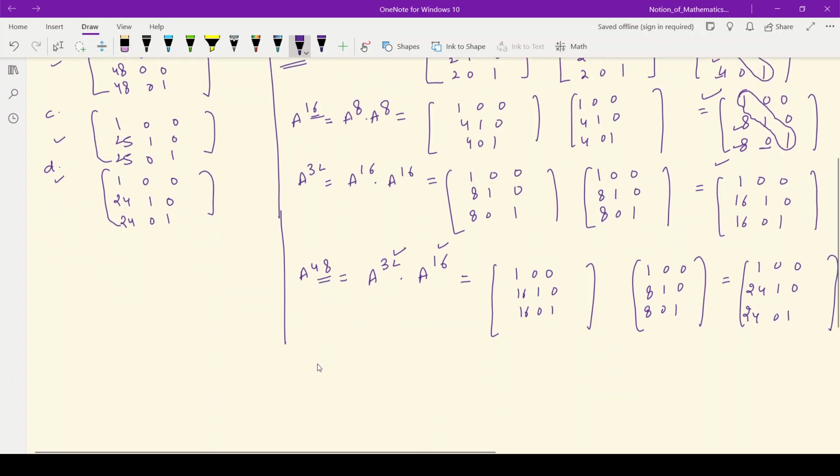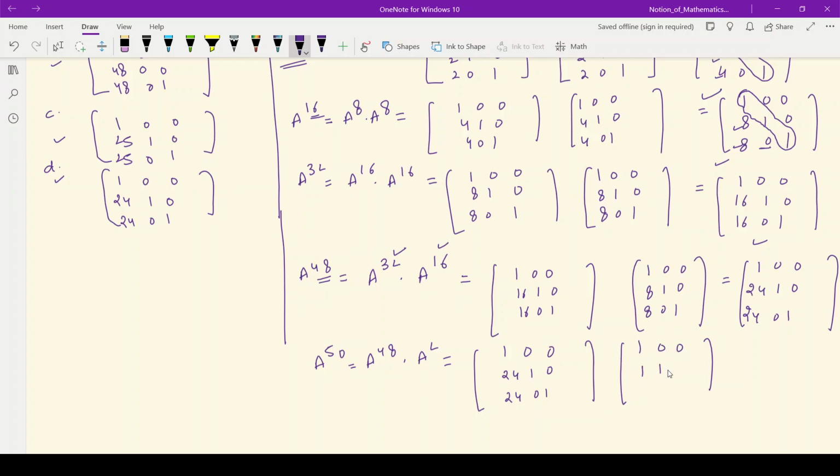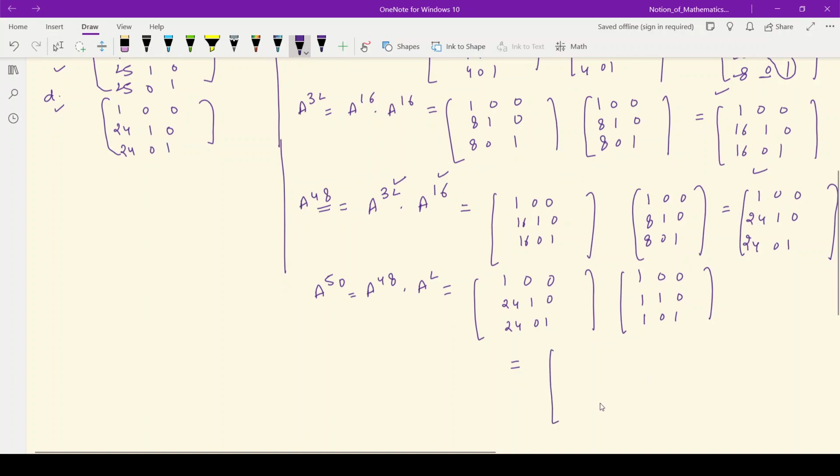We have reached A to the power 48, but we are asked for A to the power 50. How can we write A to the power 50? A to the power 50 can be written as A to the power 48 into A square. A to the power 48 is 1 0 0, 24 1 0, 24 0 1, and A square I have already evaluated earlier, that was 1 0 0, 1 1 0, 1 0 1. Finally the multiplication of these square matrices will be 1 0 0, then 25 1 0, and then 25 0 1.